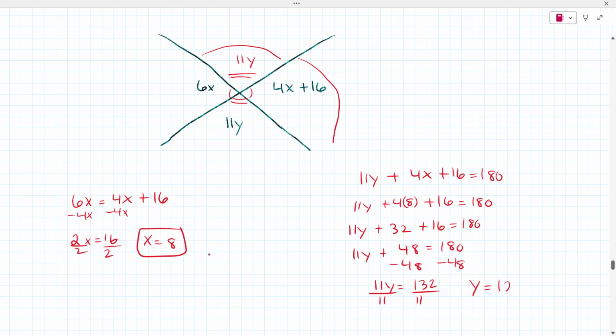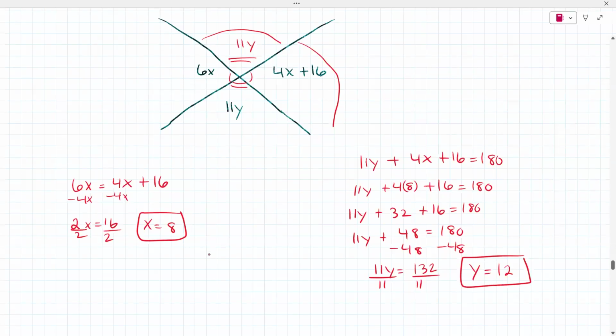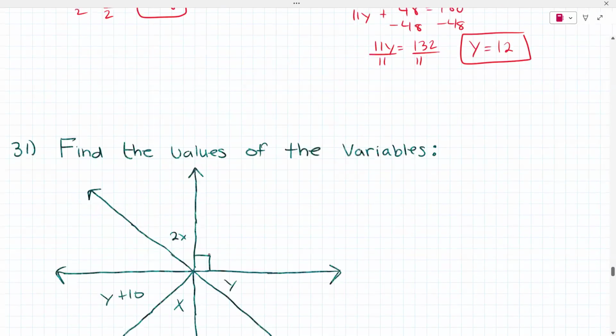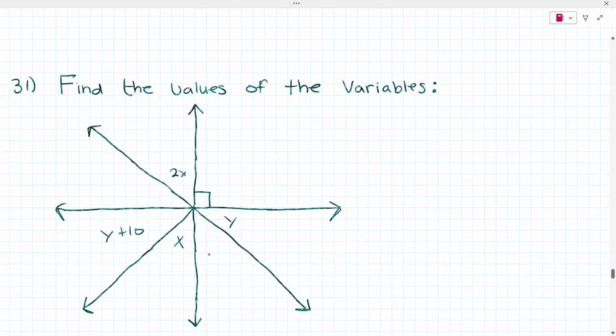Just 12. So y is 12 and x is 8. Okay. Let's move on to 31.